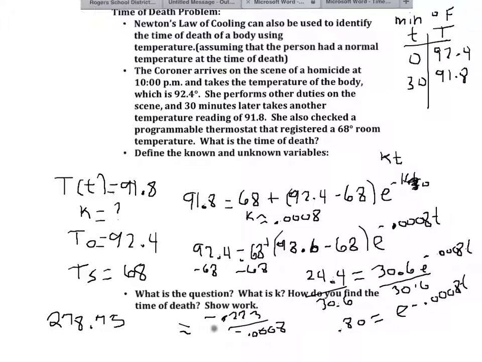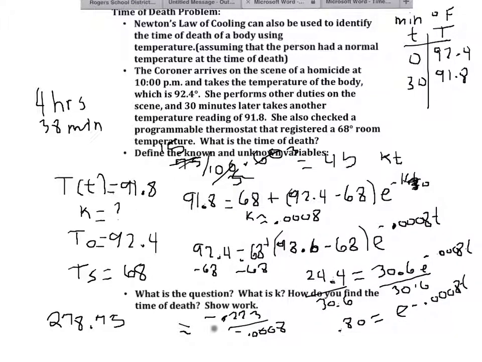And now we need to count backwards from 10 o'clock. Well, 4 hours back would be 6 p.m., and that would take care of 240 minutes. So you're going to have 4 hours that we need to count back, 38 minutes, and actually 75 hundredths of a minute. So 75 hundredths times 60. When you divide that out, the 5 is going to divide into 75 15 times, 15 times 3 is going to be 45 seconds.